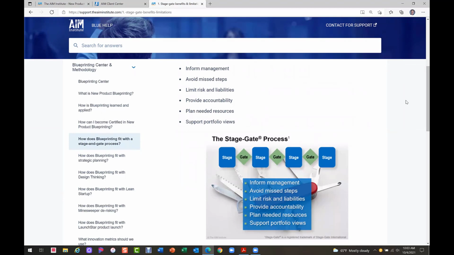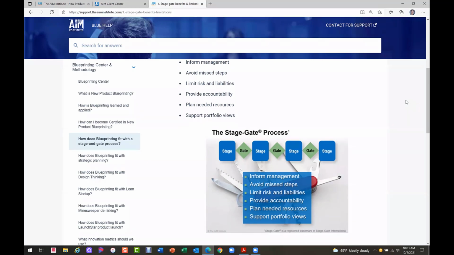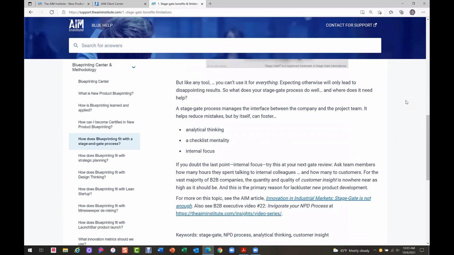Scott, I don't know if we have hardly any clients that don't use StageGate at some level, right? Right. And some of you on the call, I know you've been using it for years and have some very sophisticated processes. And one of you, and you know who you are, is already integrating blueprinting into your StageGate process. At any rate, but here's the thing.